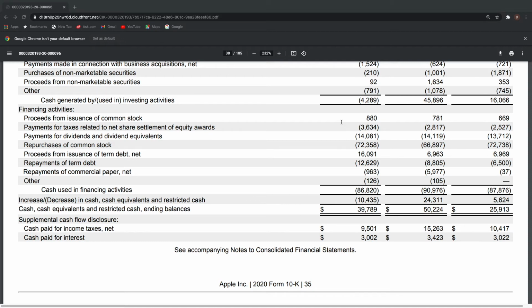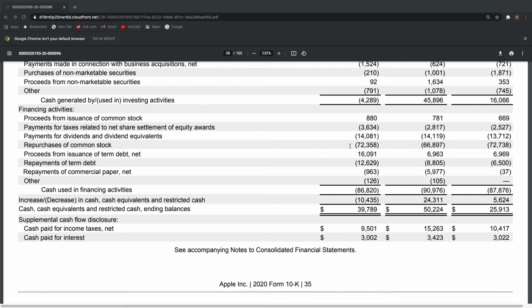So proceeds from issuance of common stock, that's the company raising money from selling more stock, so that's related to equity. Then we've got payments out for taxes, payments out for dividends, and a quite large amount of $72 billion, which is repurchase of stock. Now, repurchasing of stock is one of a few ways where we can return value to the investors.